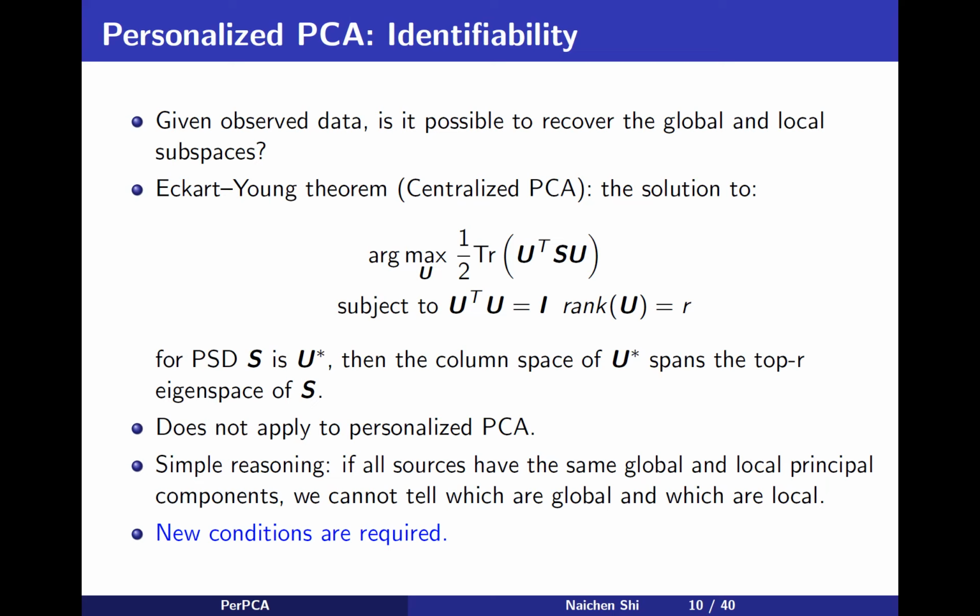In this case, the local PCs and global PCs can explain the covariance matrix equally well. It's very hard to differentiate which ones are local and which ones are global. Therefore, new conditions are required.